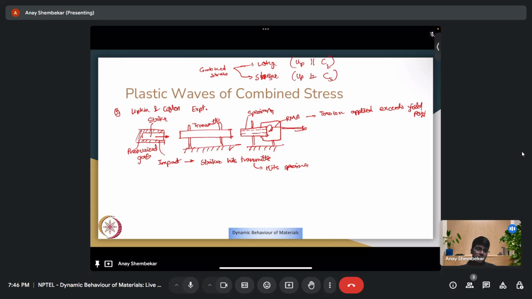So the striker bar hits with a sufficiently high velocity, which basically produces a plastic longitudinal wave due to impact, and a plastic shear wave due to initial torsion from our end. So both of these are generated, and then we try to record them to understand material behavior at different strain rates.